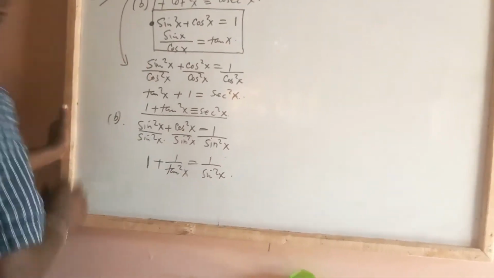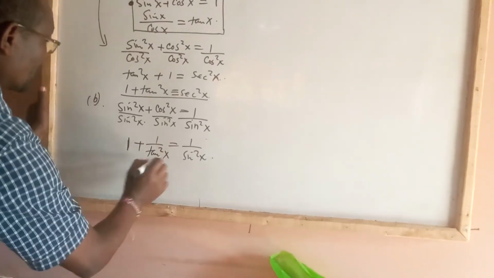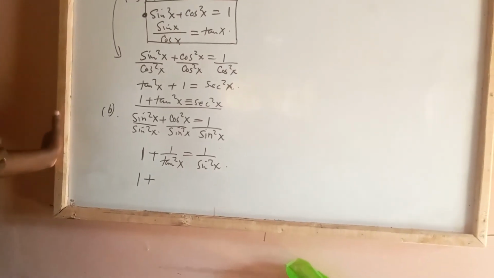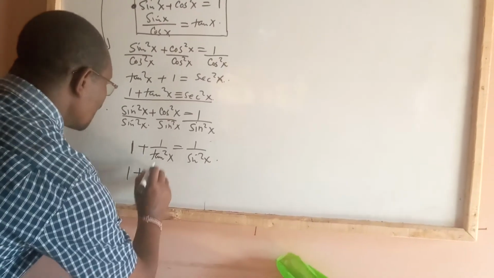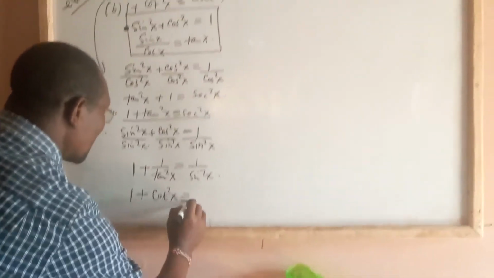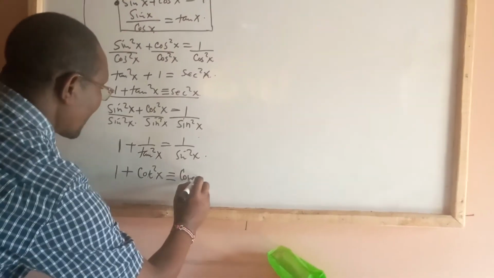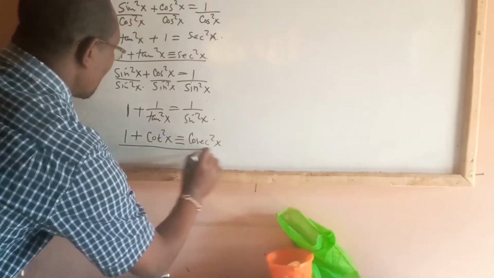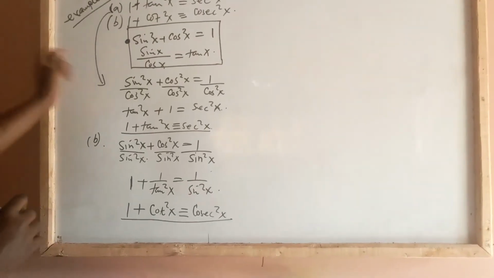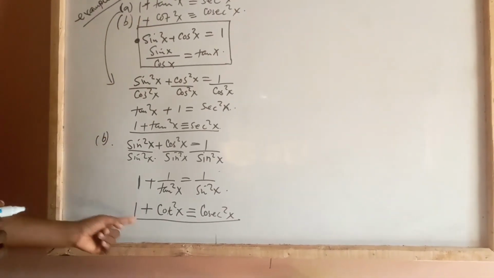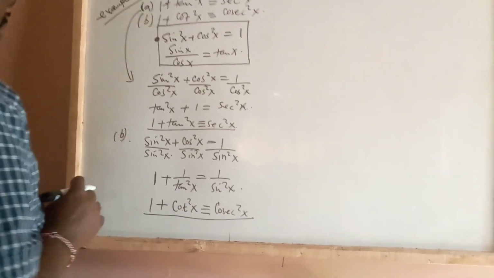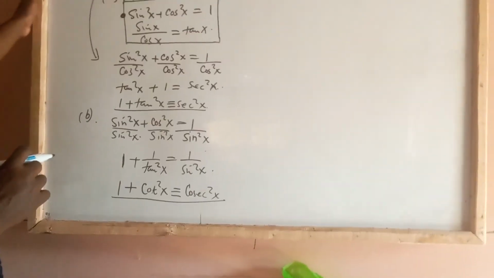But we know we can rewrite these in the secondary trigonometric ratios. 1 plus, this is 1 over tangent, which is cot squared of x, and that is now the proof in part B that 1 plus cot squared of x is exactly equal to the cosec squared of x. All right.